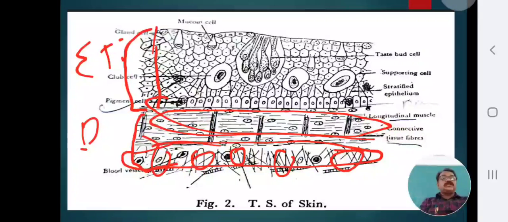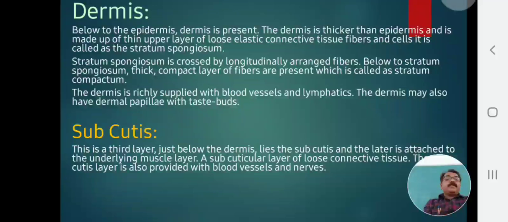These two layers are present in the skin of Wallago attu, that is the TS of skin of Wallago attu. First is the epidermis and second is the dermis layer. The dermis is richly supplied with blood vessels and lymphatics, and the dermis may also have dermal papillae with taste buds.